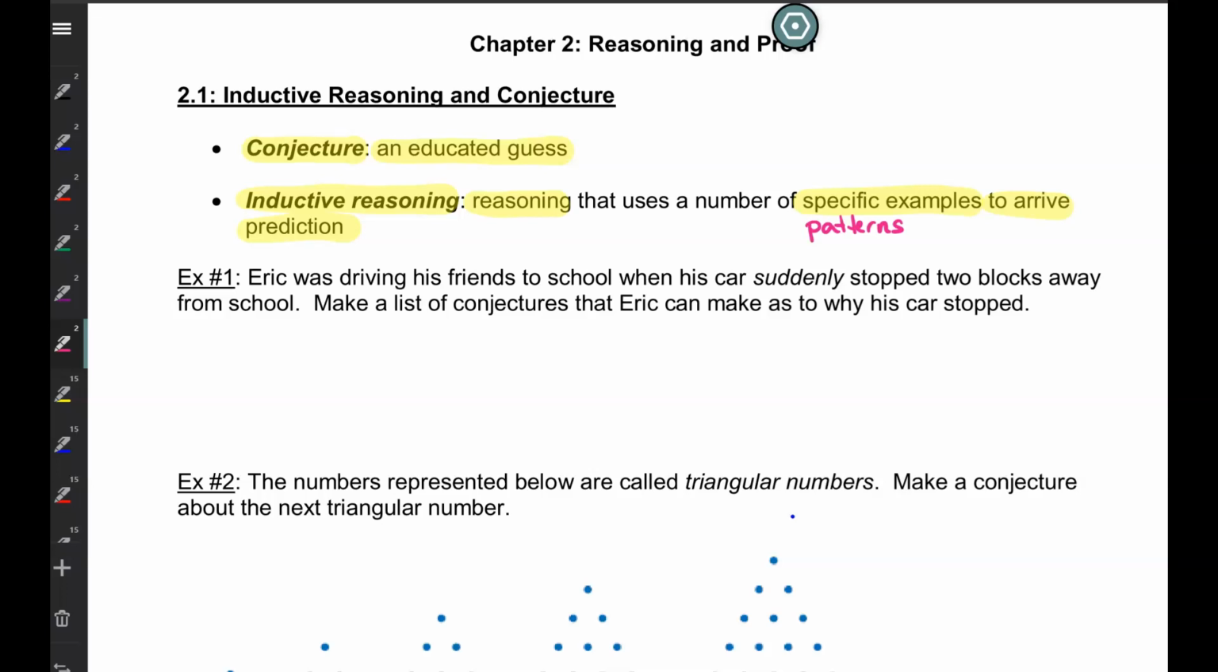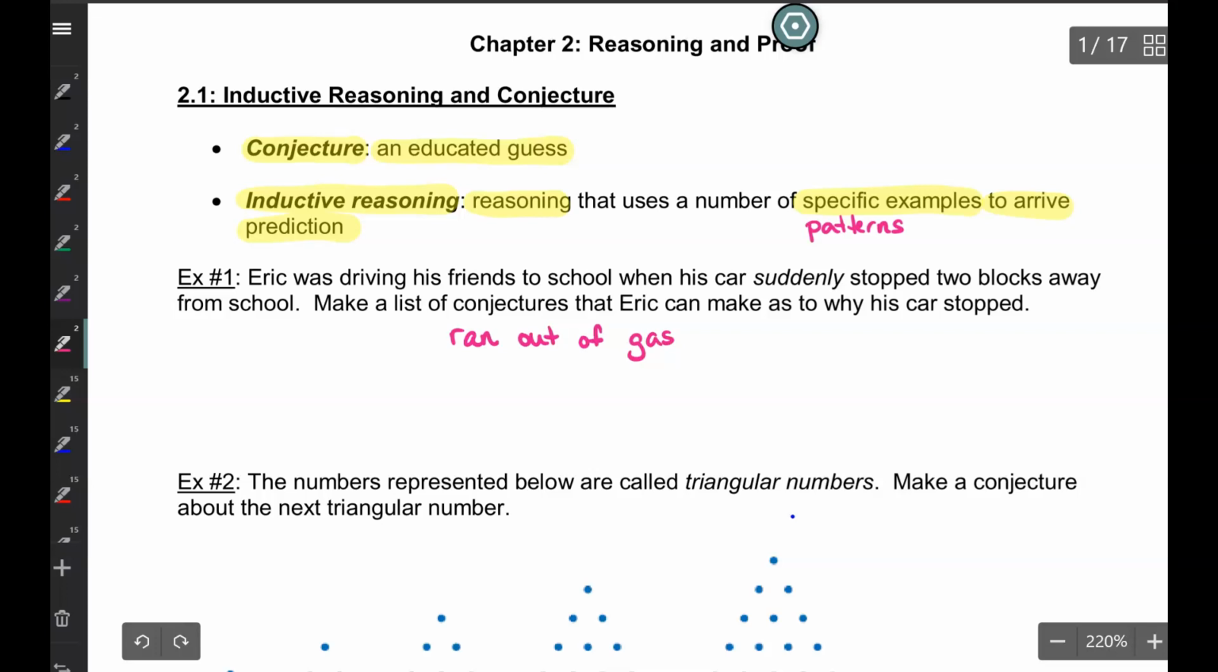And none of these have to be correct. In other words, you can make whatever reasonable conjecture. So I'll list some that I had from a previous year. Maybe the car ran out of gas. Maybe there was a flat tire. Maybe something happened to the engine. All right.